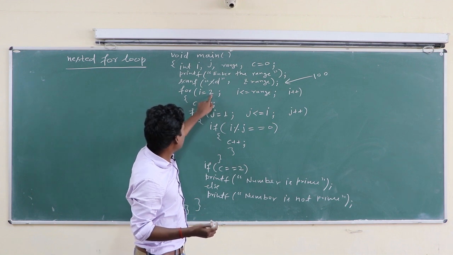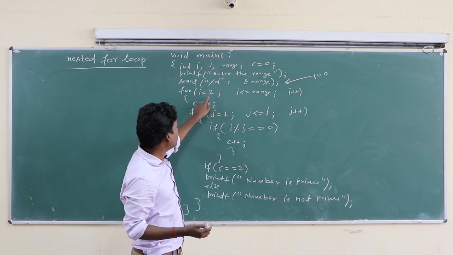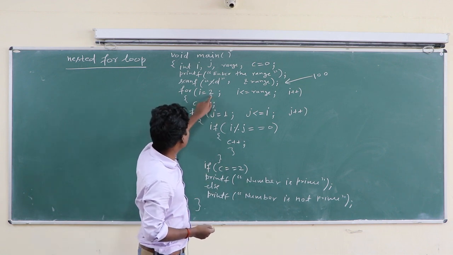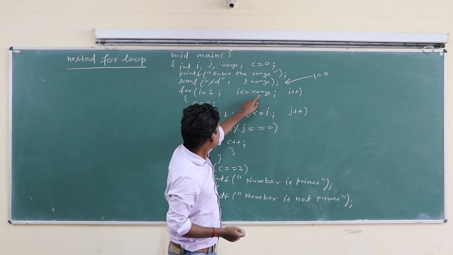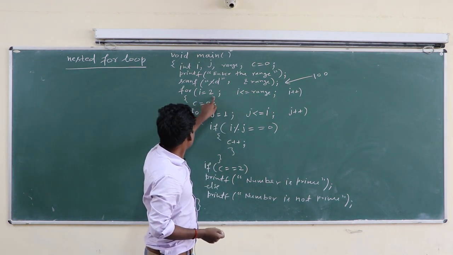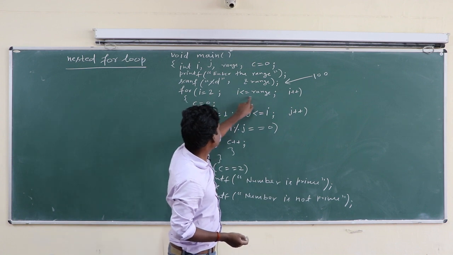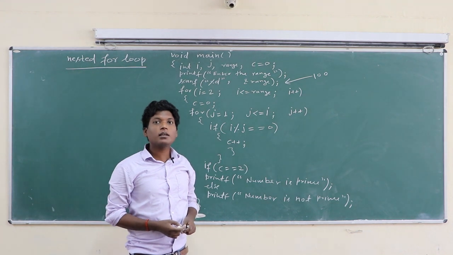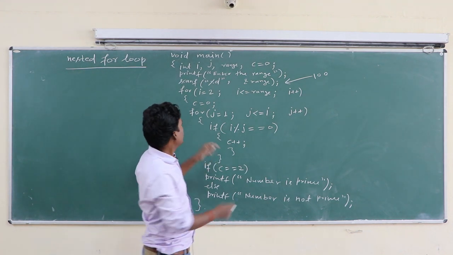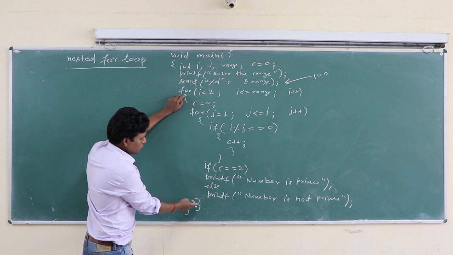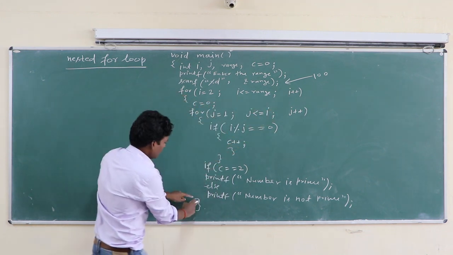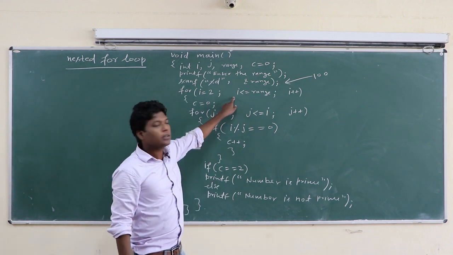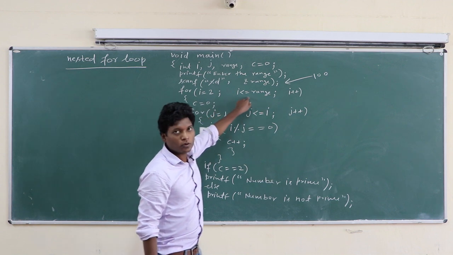So for each value of i, we check whether i is prime or not. Here i equal to 2 is the initialization of the variable. This is the testing condition, and this is the increment or decrement. The increment or decrement works at the end of the loop. So this for loop is closed here, and this i plus plus works here. The for loop executes till this testing is true.